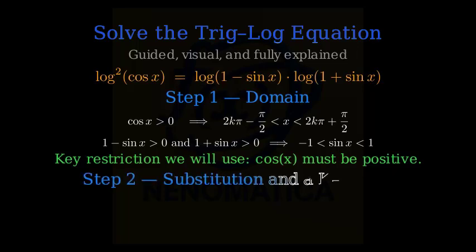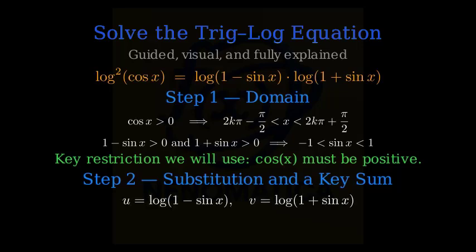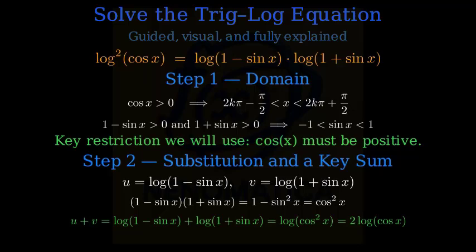Step 2. Introduce a clean algebraic view. Let u be log of (1 minus sine x), and v be log of (1 plus sine x). Notice that u plus v equals 2 times log of cosine x, because the product of 1 minus sine x and 1 plus sine x equals cosine squared x.